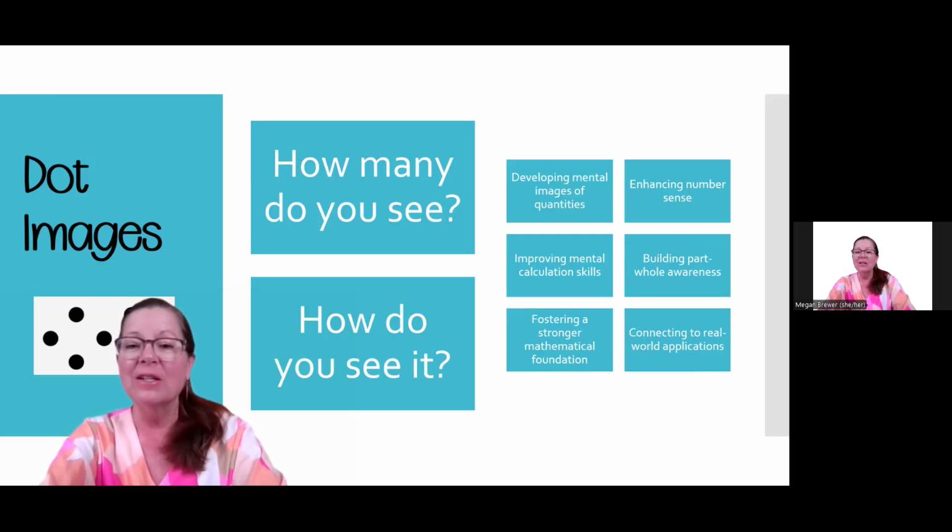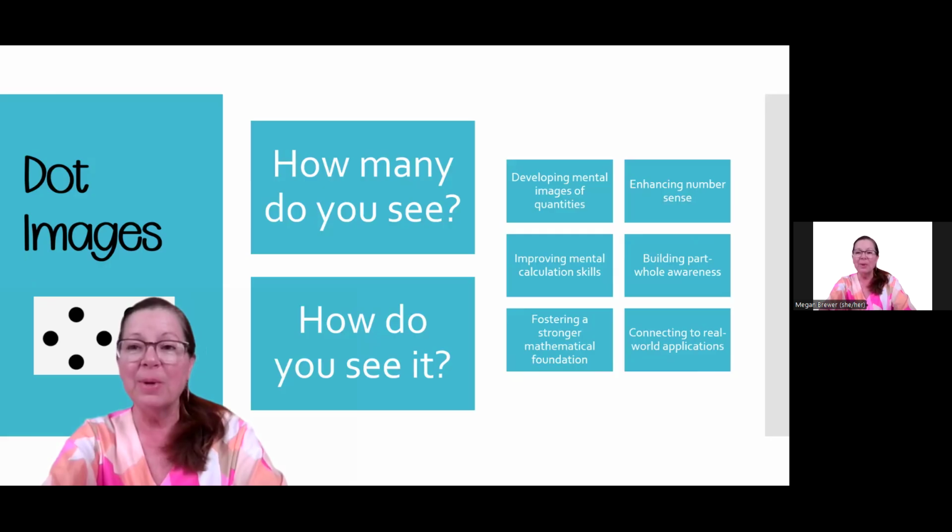Building part-whole awareness. By seeing numbers as combinations of smaller parts, for example, seeing 2 groups of 3 dots as 6, students develop a deeper understanding of that part-whole relationship. Fostering a stronger mathematical foundation. Subitizing is a fundamental skill in developing a solid understanding of numbers and prepares students for later math concepts. It helps students develop counting on skills and understanding of place value.